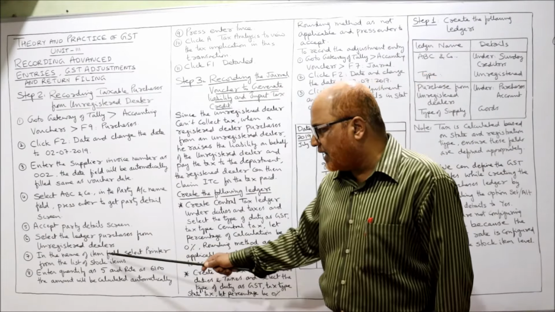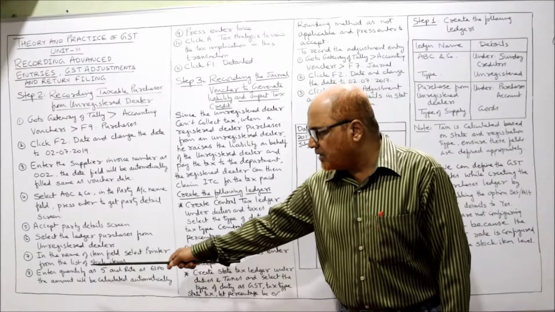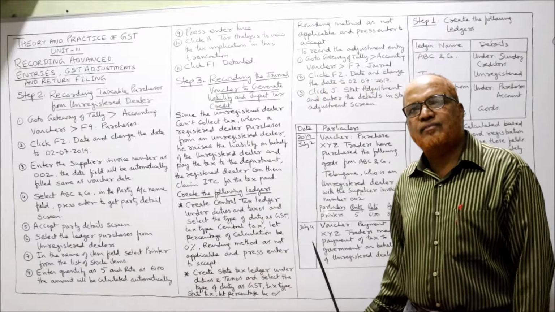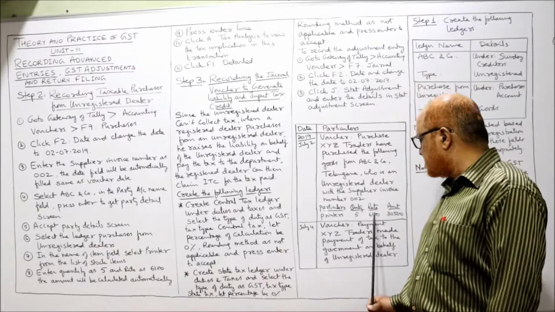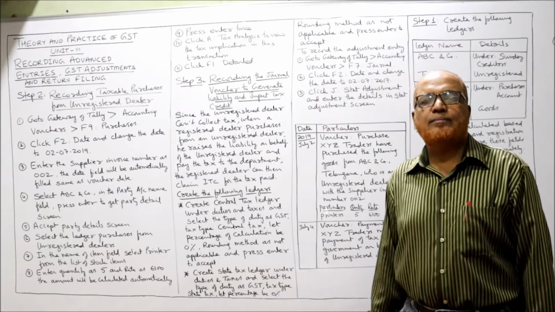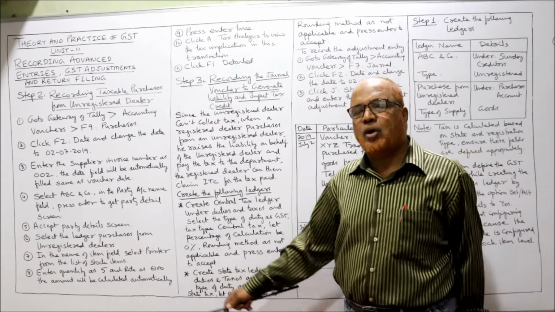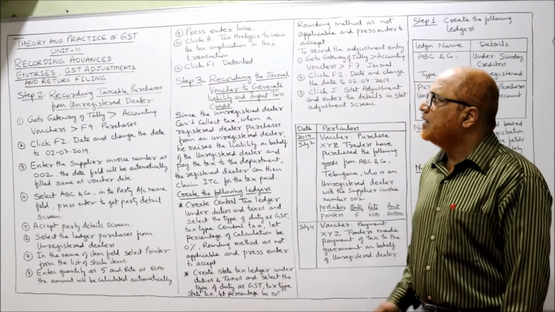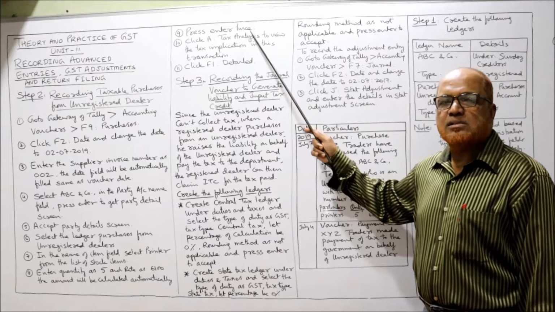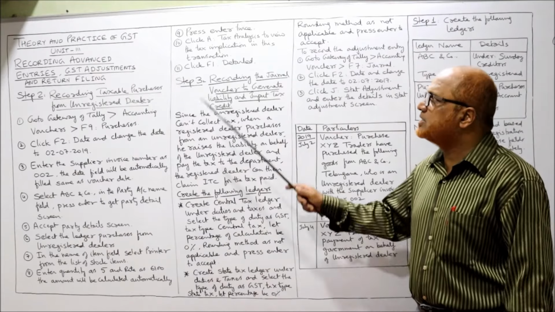In the name of the item field, select the printer. What are we purchasing? We are purchasing printers. So select printer from the list of stock items, and then enter quantity as 5 and the rate as 6,100. Once you enter the quantity and rate, the total amount will be automatically calculated. Then press enter twice. Everything is confirmed. Simply press enter twice and it will be saved.